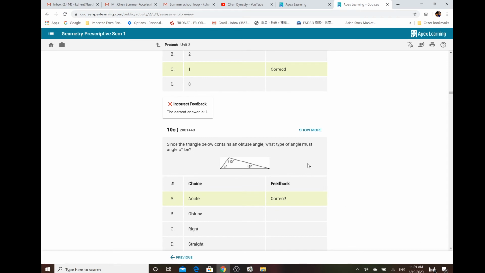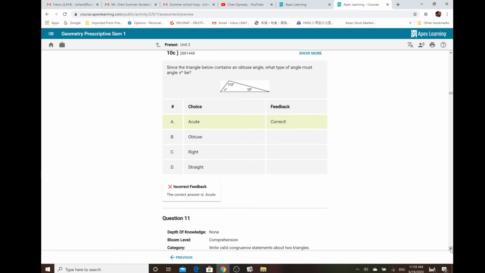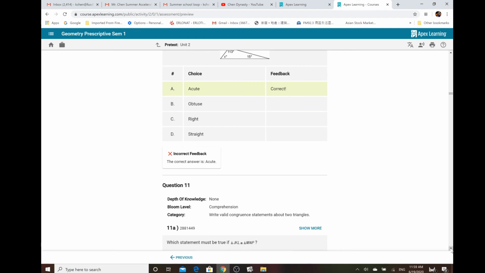Since the triangle below contains an obtuse angle, what type of angle must angle x be? Acute. Again, there's only one obtuse angle allowed in a triangle. That means the rest of those angles have to be less than 90, but greater than 0.